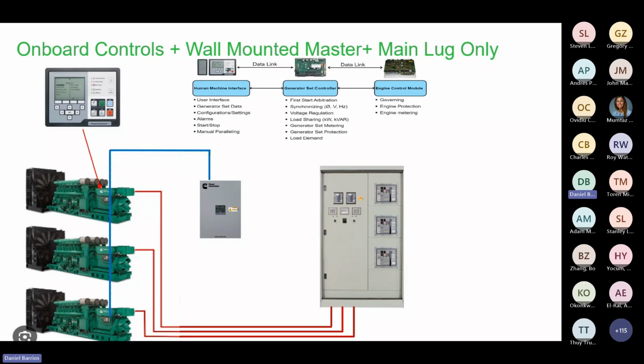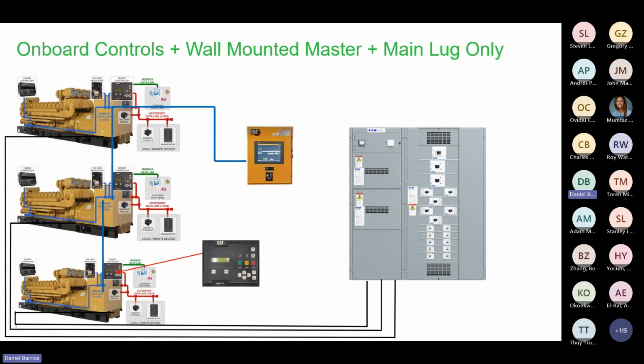The point is that if you'll notice, those are connected together by a single data link, and that may be a single point of failure. In the right application, you may not be concerned with that. At a higher level client, that may be something that you want to consider. You'll notice here that they do have a little wall-mounted master. We're going to have a better picture of that. And typically all that does is come into some type of main lug only distribution board. That may be a concern to you because there's no main breaker should there be a fault to that board.